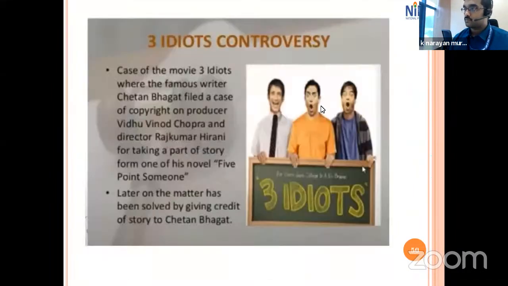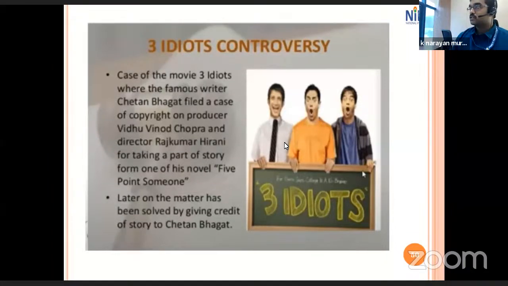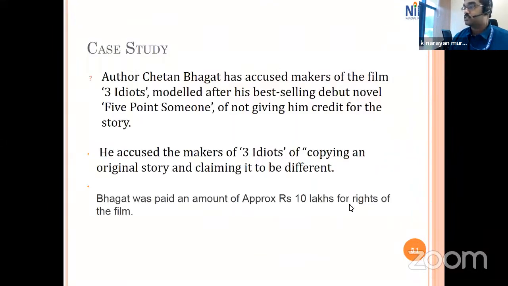Okay. So this is this famous Three Idiots controversy. What happened in this Three Idiots controversy is that Chetan Bhagat, the author of the novel 5 Point Someone, had filed a case of copyright on the producer and director of this film Three Idiots. Later, the matter was solved by giving credit of story to Chetan Bhagat. So he was paid around 10 lakh rupees as compensation for rights of the film. So what he has done is that he has copyrighted his novel, and by that way he could earn 10 lakhs with this copyright. Okay.